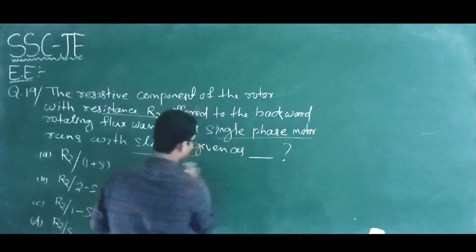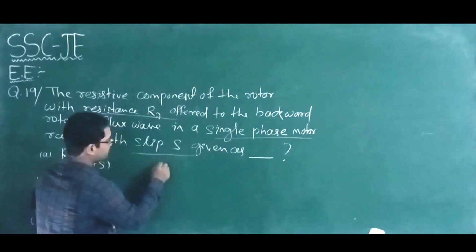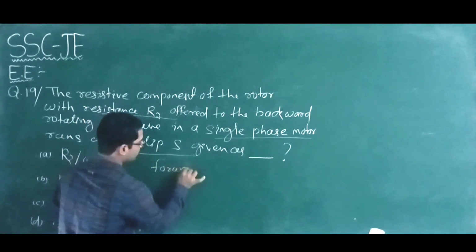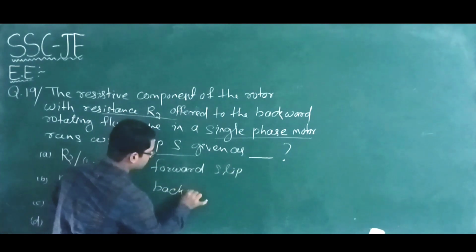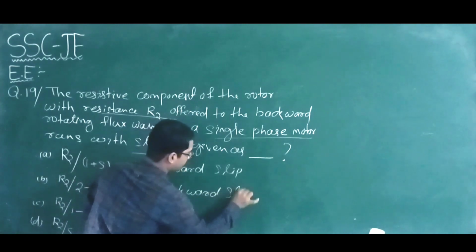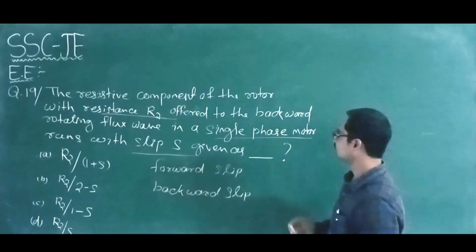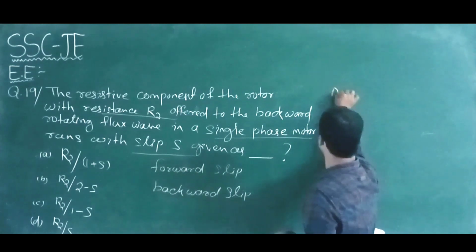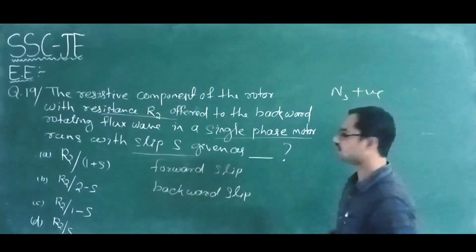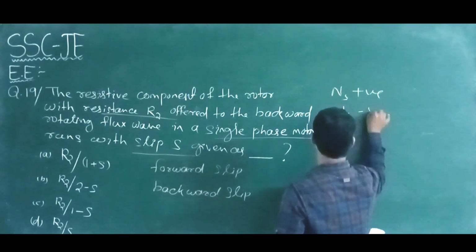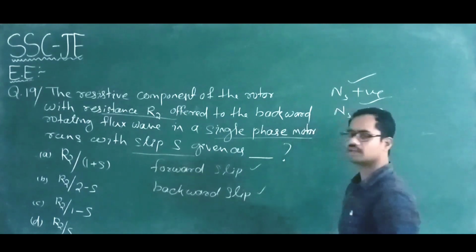Okay. So if we consider the single phase motor case and the slip, there will be a forward slip and a backward slip. If the direction of rotation is clockwise, then the synchronous speed Ns will be positive, and if it is in the reverse direction, then Ns will be negative. So depending upon positive and negative, the forward slip and backward slip are there.